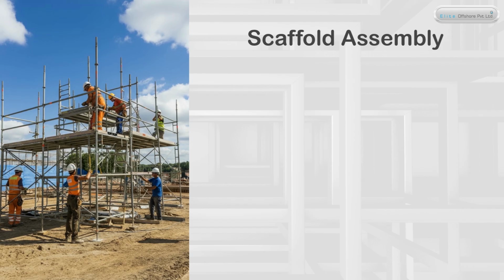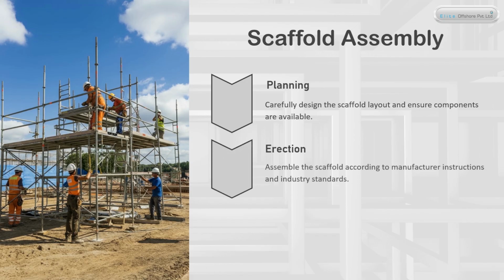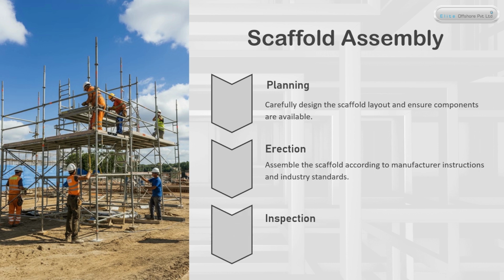Scaffold assembly. Planning. Carefully design the scaffold layout and ensure components are available. Erection. Assemble the scaffold according to manufacturer instructions and industry standards. Inspection. Verify the scaffold is stable, secure, and meets all safety requirements.